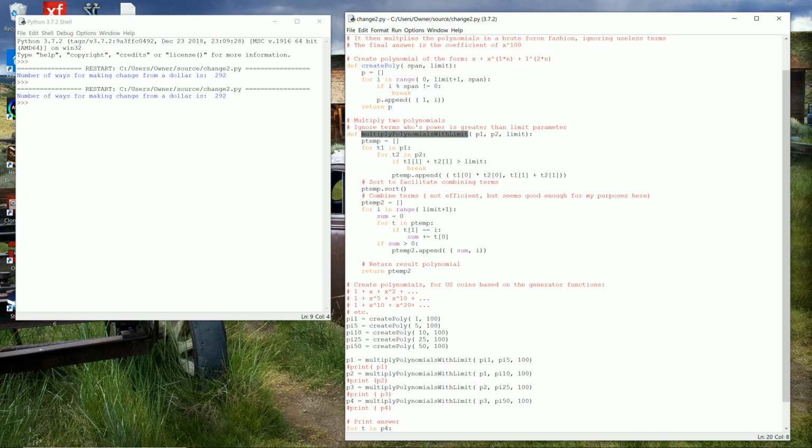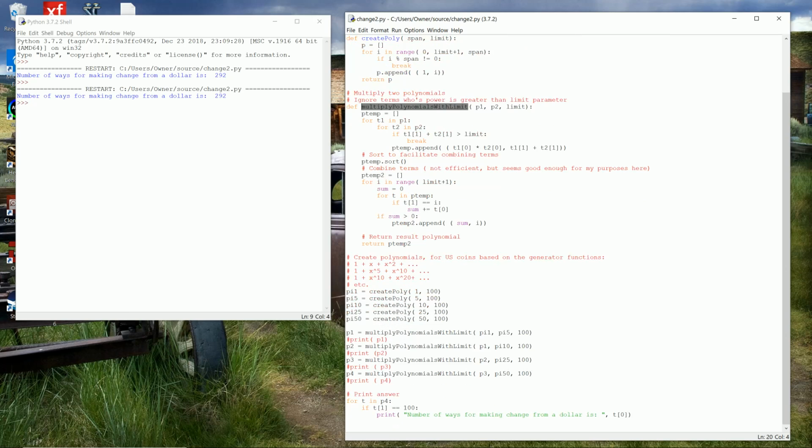And then I have a multiply polynomial function. It works just like it does on paper. I multiply out the two polynomials, except I have the limit to not waste time. Then I need to combine terms, which I didn't do at the time I multiplied out. So I just sort the list, and then I combine the terms in the list by creating a new list. And that's a very brute force method. It's not elegant, but it works.